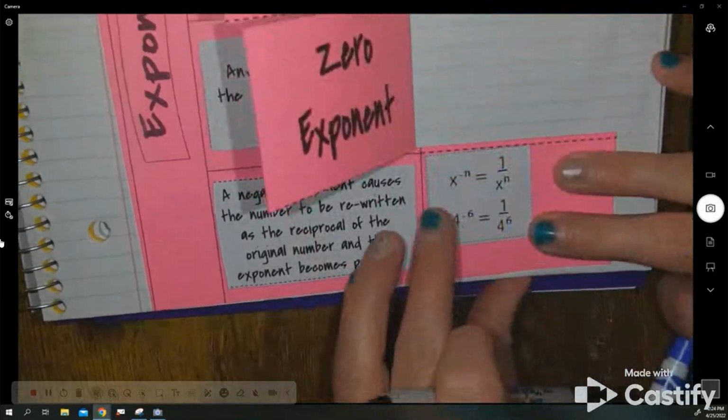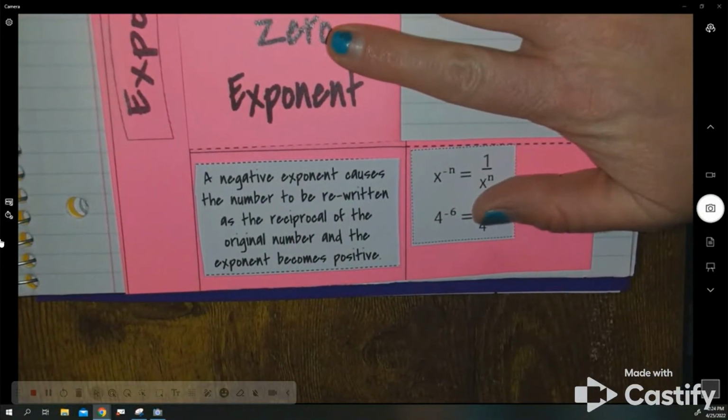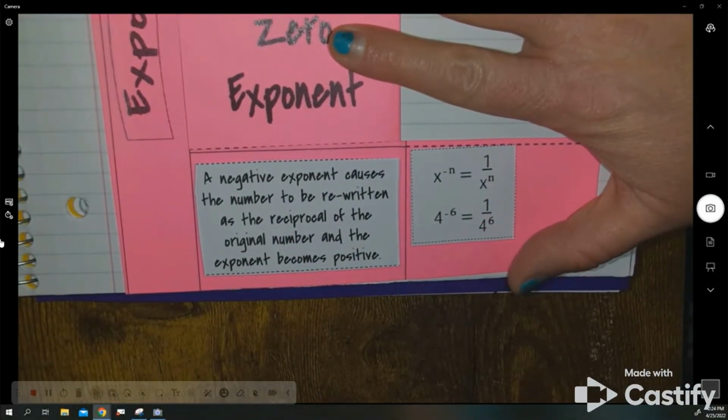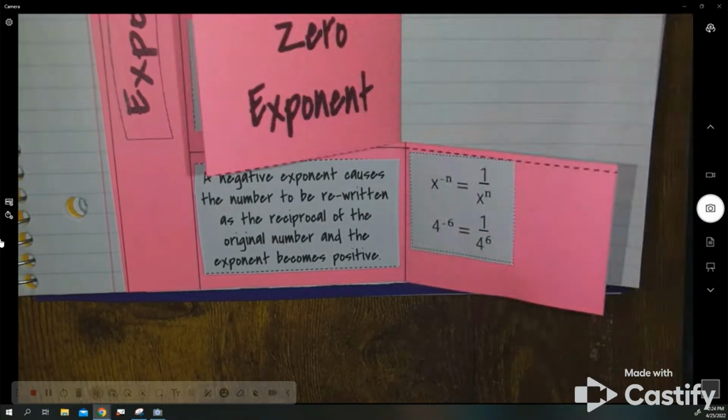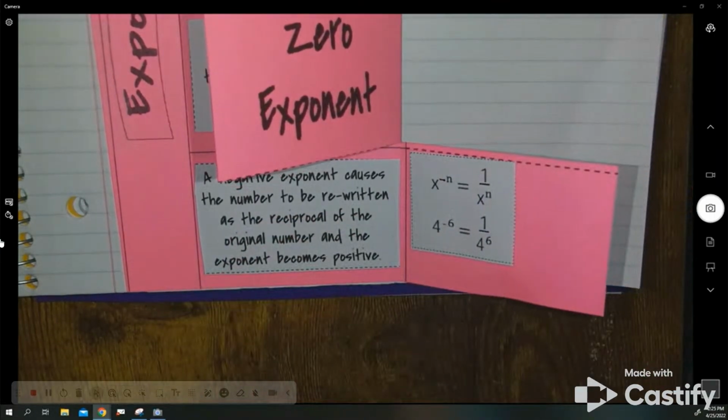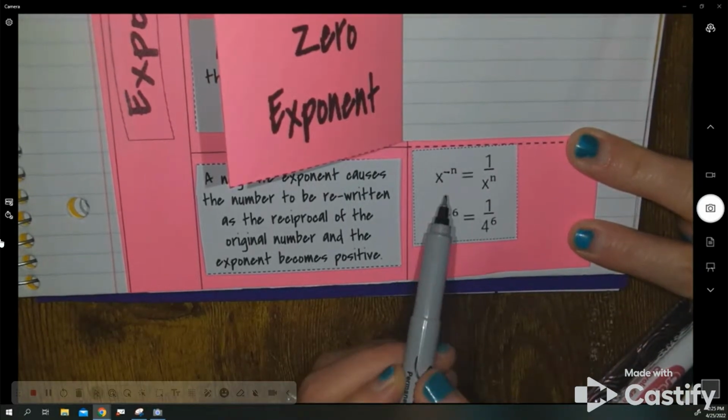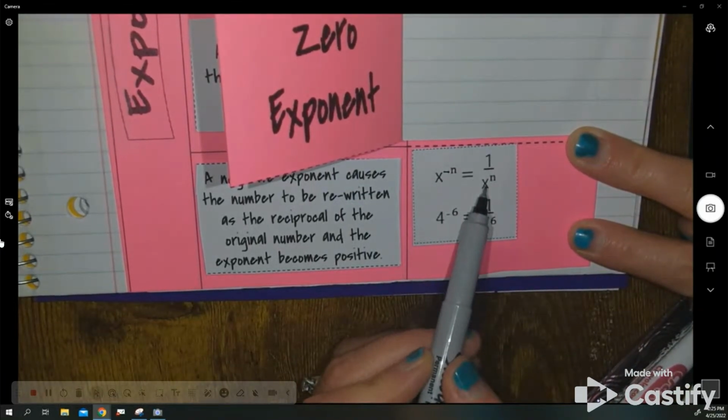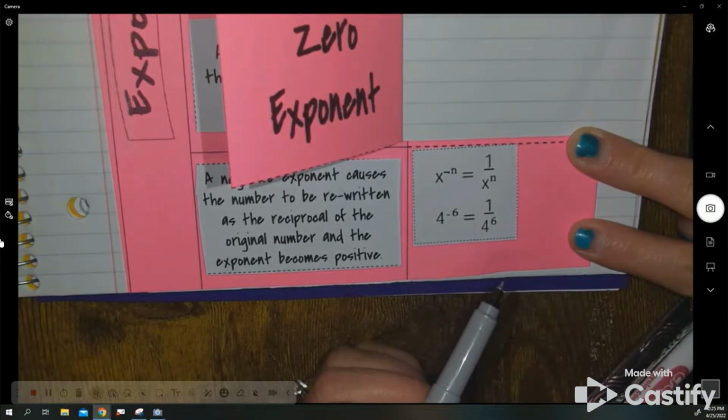And for our negative exponent, a negative exponent causes the number to be rewritten as the reciprocal of the original number, and the exponent becomes positive. So here's x to the negative nth power. So we make this the reciprocal. So this is like x over 1, right? So I flip it to become 1 over x, and that n, which was our exponent, becomes the exponent at the bottom of the fraction.